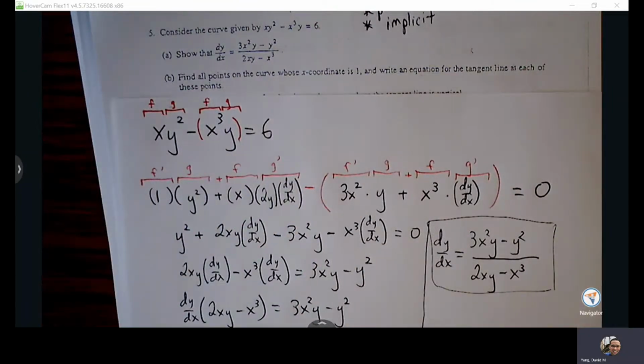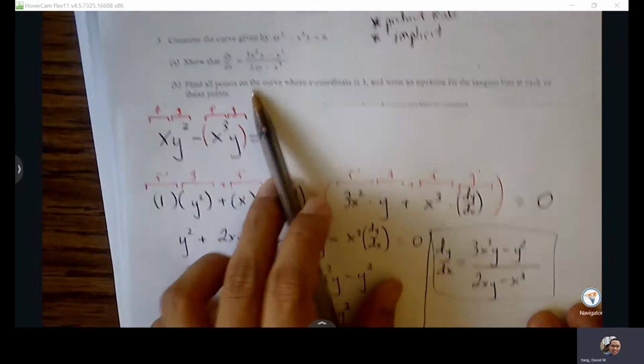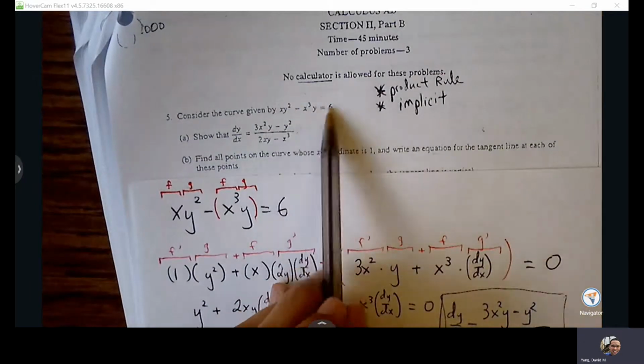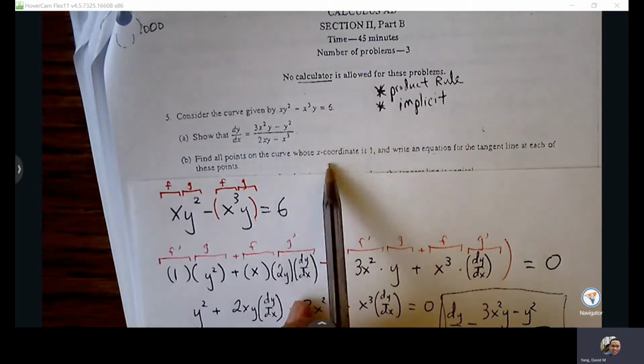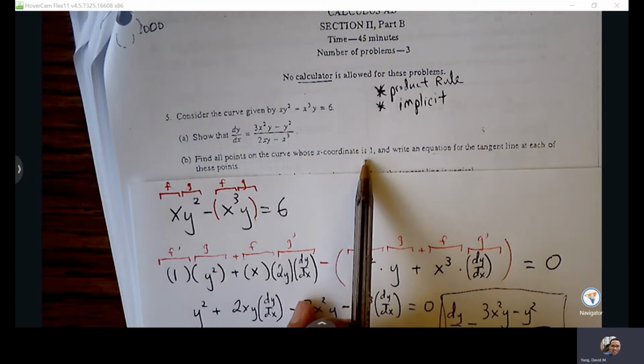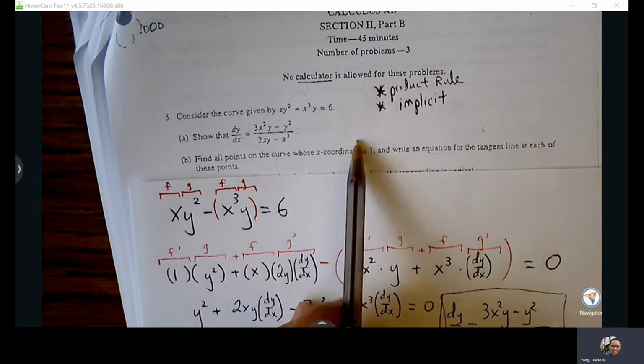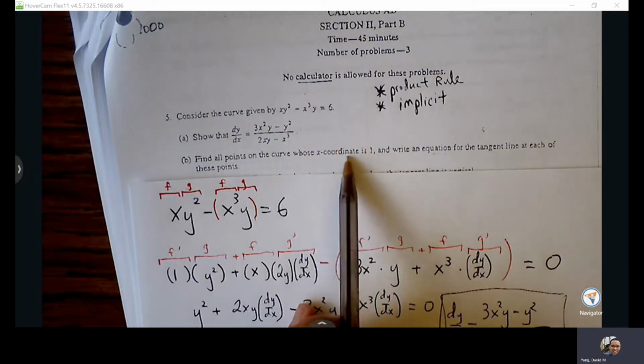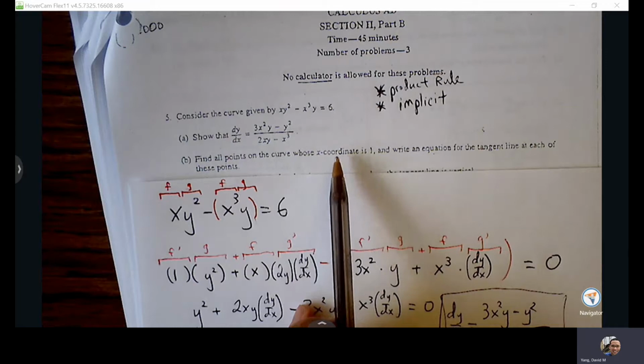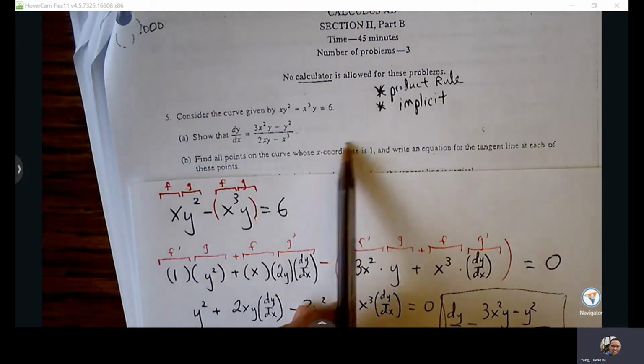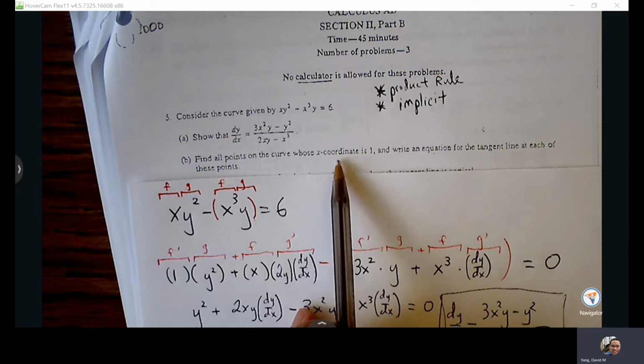Any question with part A? Part B says, find all the points on the curve, the curve is talking about the original graph, whose x-coordinate is 1. So this tells us that we're looking for locations on the graph where x is 1. So how would you approach that?